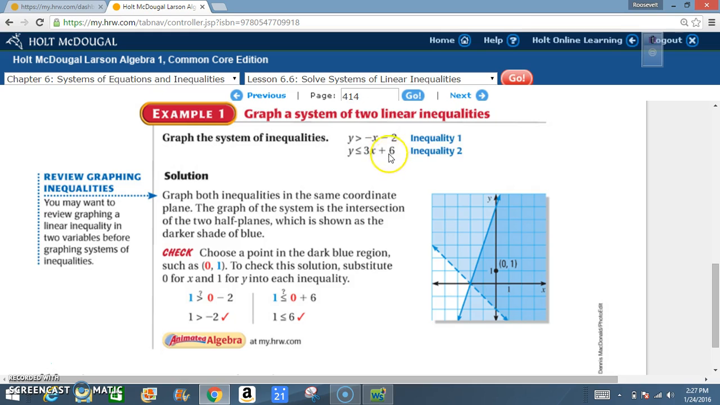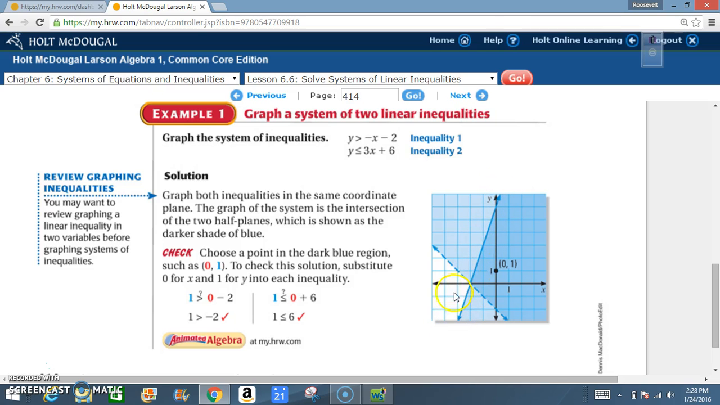So here, my y-intercept is 6. I count up on my y-axis until I get to 6. My slope is 3, or 3 over 1. If I went 3 over 1, that would be 1, 2, 3 up, over 1, so the line would be going this way. But I'm also going to go down, 1, 2, 3, over 1, and that's how I get that line right there.